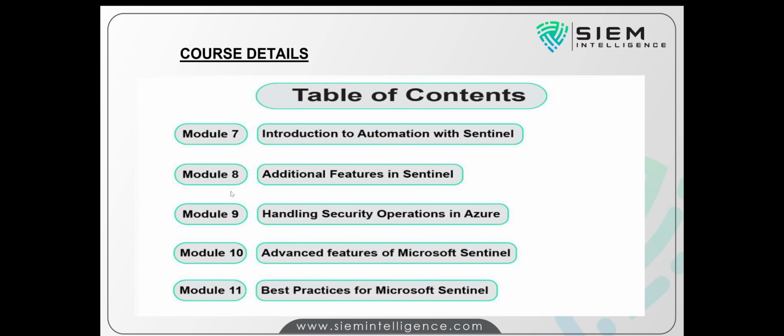And in the seventh, we will discuss automation. What is automation? How does it work? Additional features of Sentinel like notebooks, workbooks, dashboards, graphics, and how to set up your queries and all.